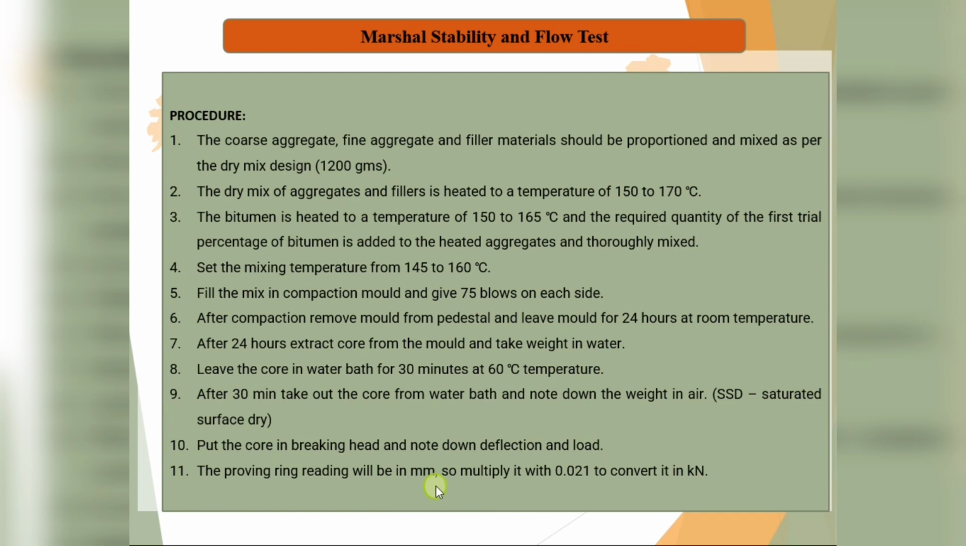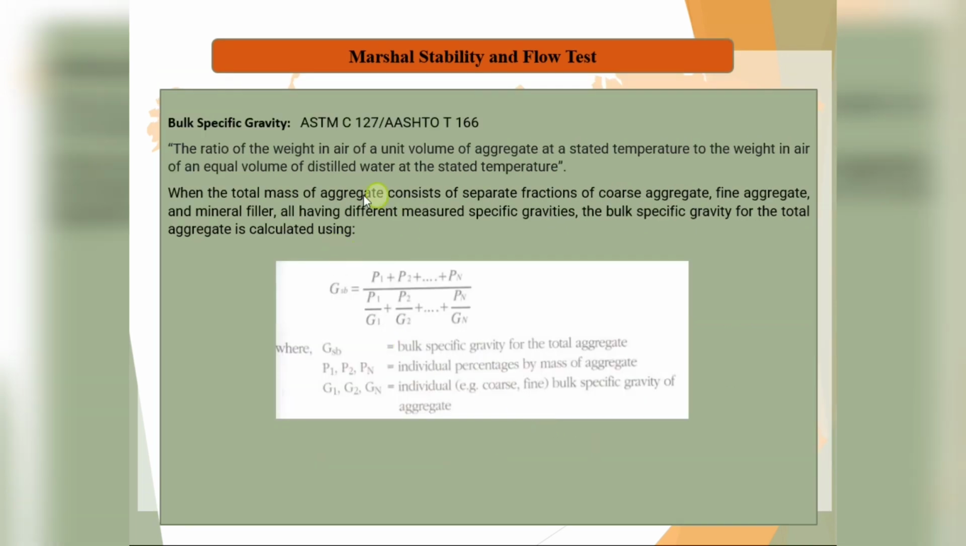And basically we are going millimeter to kilonewton. So after that we need to find four things. First one is bulk specific gravity. It's according to ASTM, a standard ASTM code C127 and AASHTO T85.